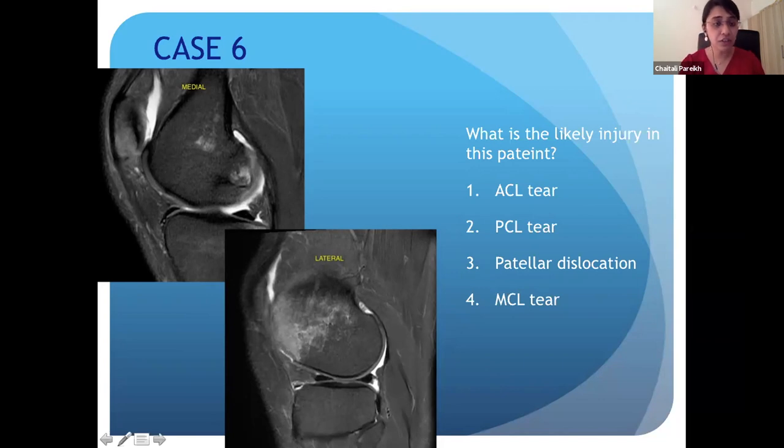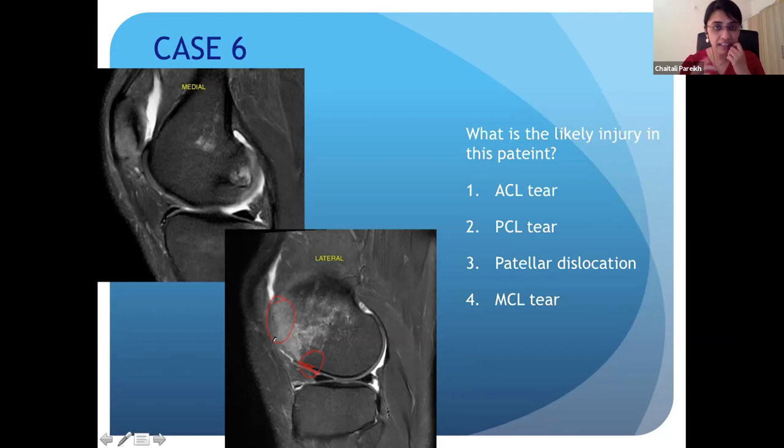Yes, but the difference between the two is in case of an ACL injury, this is the region of sulcus terminalis, which is just anterior to the anterior horn of lateral meniscus. You will see edema pattern in the region of sulcus terminalis, whereas in case of patellar dislocation, the edema is mainly located on the anterior trochlea.